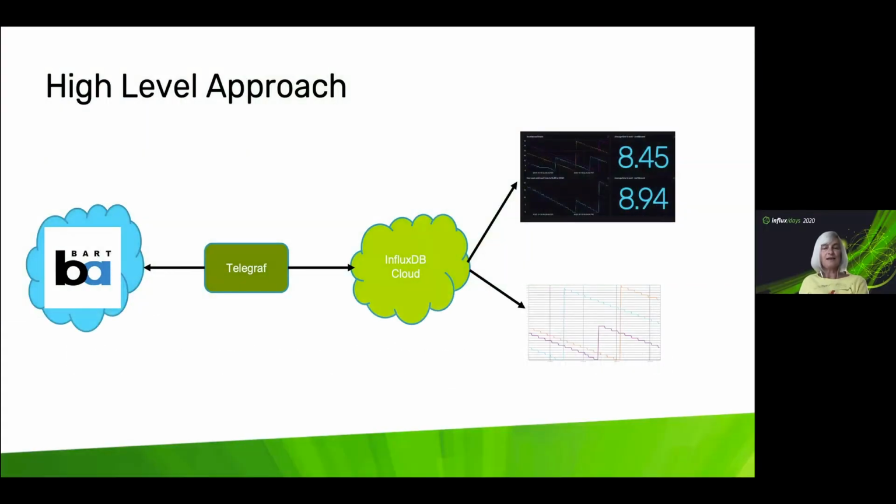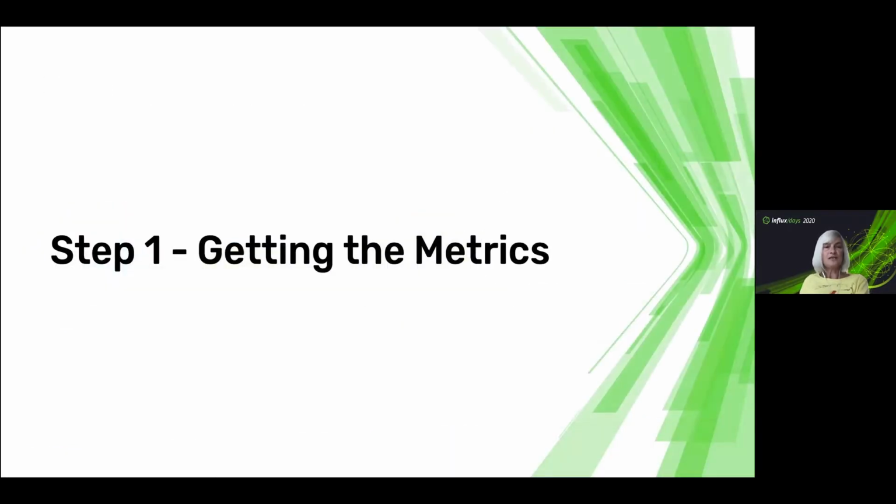That was my high-level approach. I was going to use the BART public API to get real-time metrics. I was then going to use Telegraf to pull those metrics from the BART API and send them to our cloud. Then in the cloud, I was going to model them in our dashboards, and also model them in a standalone application, a React-based app. At a very high level, that was the approach that I took. So, starting with the first step, getting the metrics.